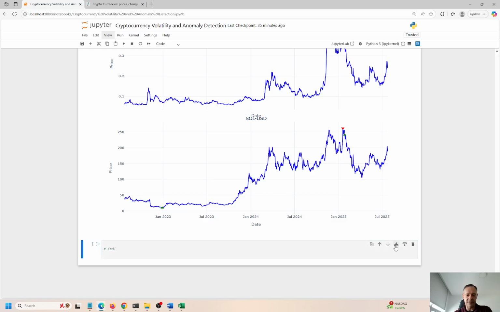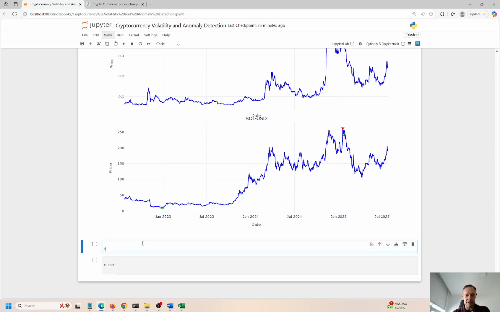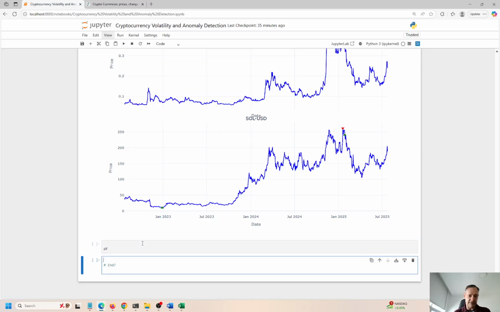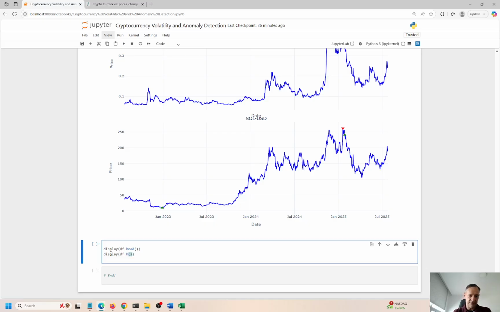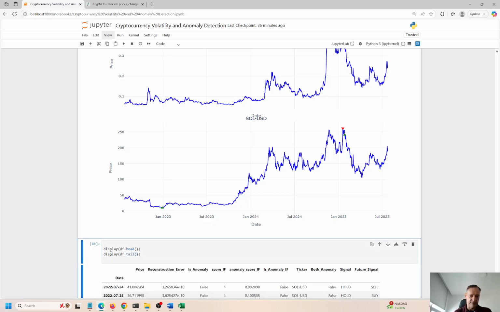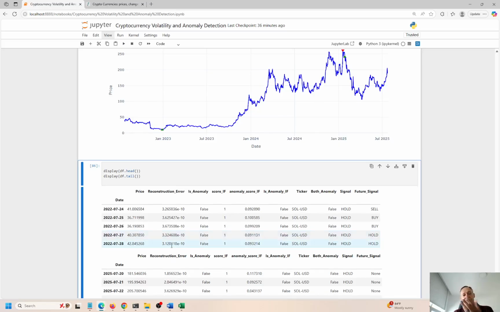Let me just take a quick peek at this thing. Display. Let's look at the top and the bottom of this. Whoops, by default head is the top 5 and tail is the bottom 5. Okay, here's the final data frame.